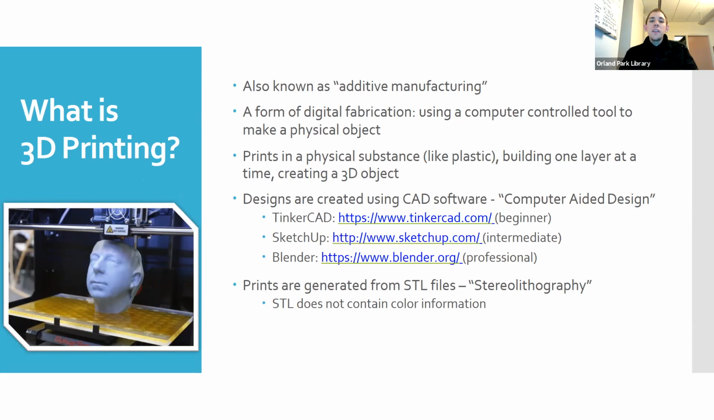So what that means is that this machine is operated by a computer built into the printer itself that knows where to put the pin specifically, or leave the extruder, or how high or how hot, or if the extruder is going in completely or if there's a jam. So that's what that means. It prints a physical substance like plastic, building one layer at a time, creating a 3D object.